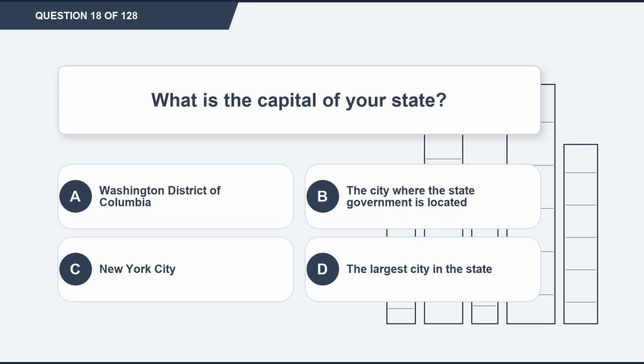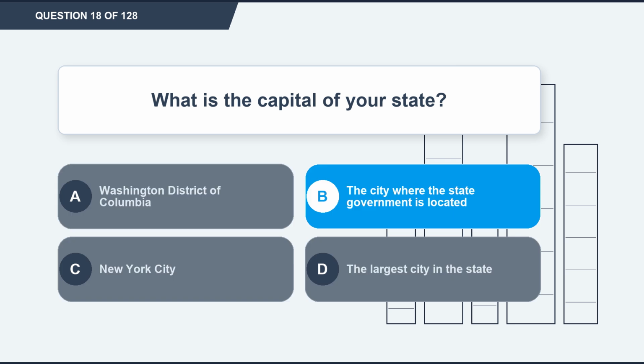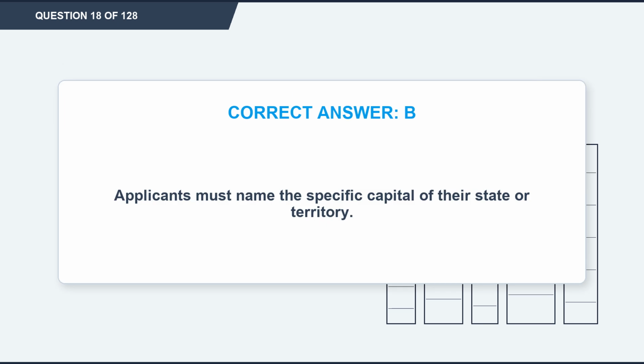Question 18. What is the capital of your state? Option A, Washington District of Columbia. Option B, the city where the state government is located. Option C, New York City. Option D, the largest city in the state. The correct answer is option B, the city where the state government is located. Explanation: applicants must name the specific capital of their state or territory.